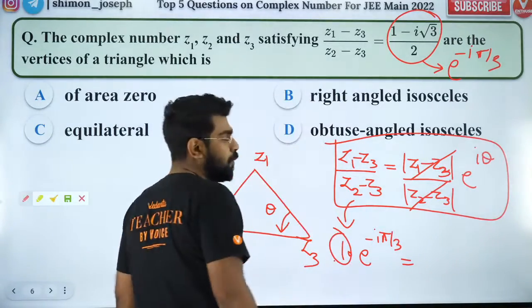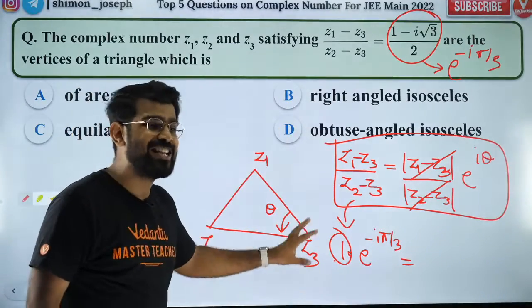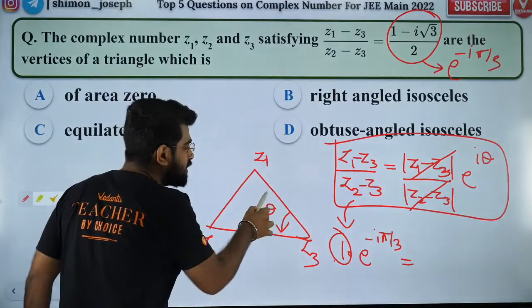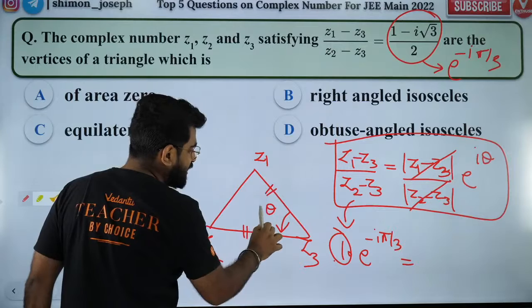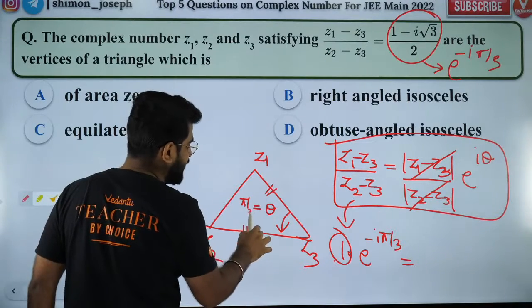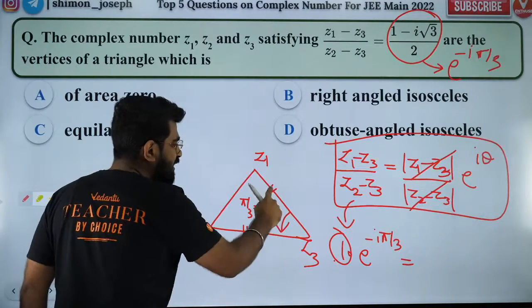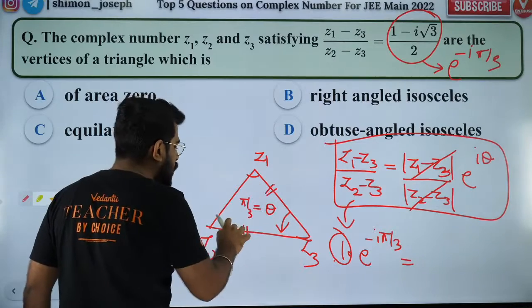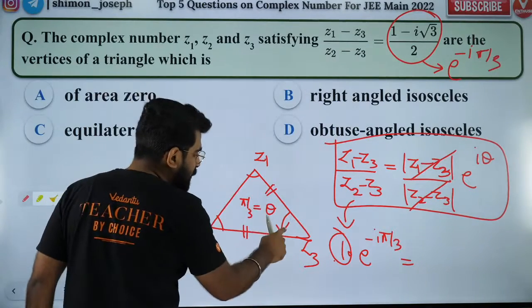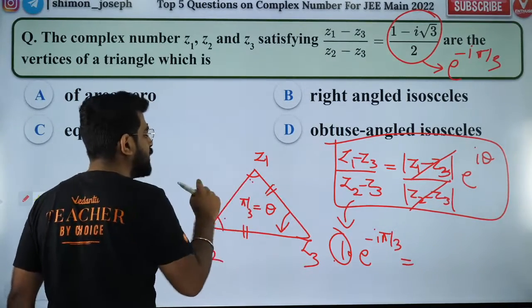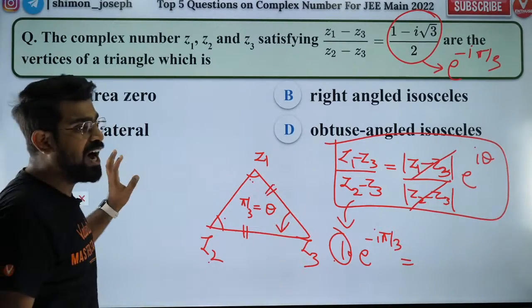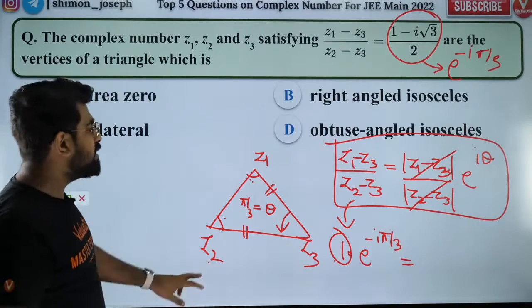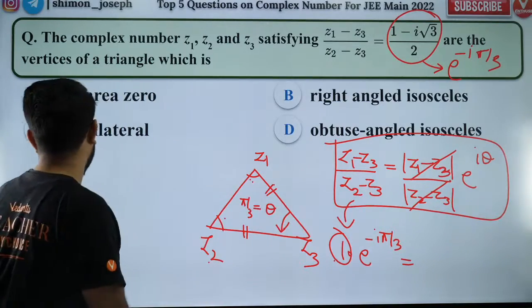So guys, what can we infer from here? I can say that Z1 minus Z3 is equal to Z2 minus Z3, and I can say that this included angle is pi by 3. So this angle is pi by 3. These two sides are equal. That means these two angles are also equal. So if this is pi by 3, then this also should be pi by 3, pi by 3. So it will be an equilateral triangle. Did you all like it? Are you all happy with it? So guys, this is your rotational formula. I will tell you how it works.